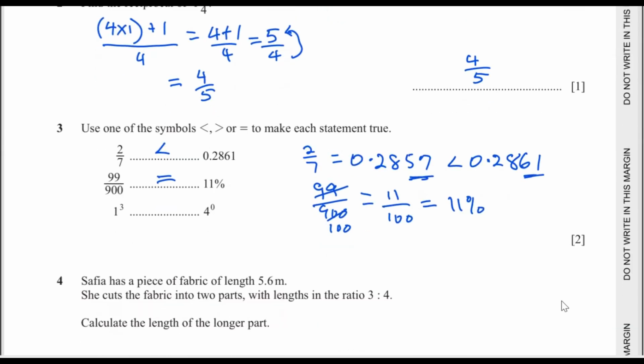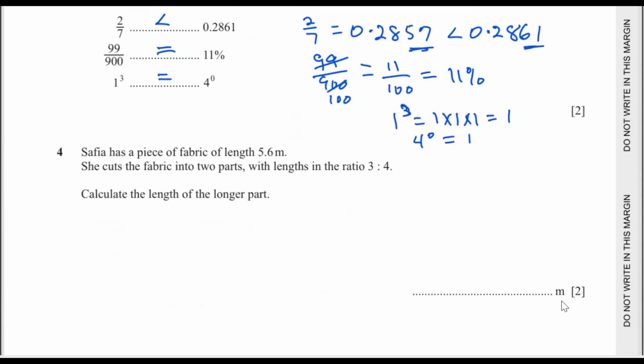So then the next one here, we have 1 raised to power 3, and that gives us 1 times 1 times 1. That's 1. And of course, 4 raised to power 0 is 1. So here, the two values are also equal. So we'll write that and we proceed.